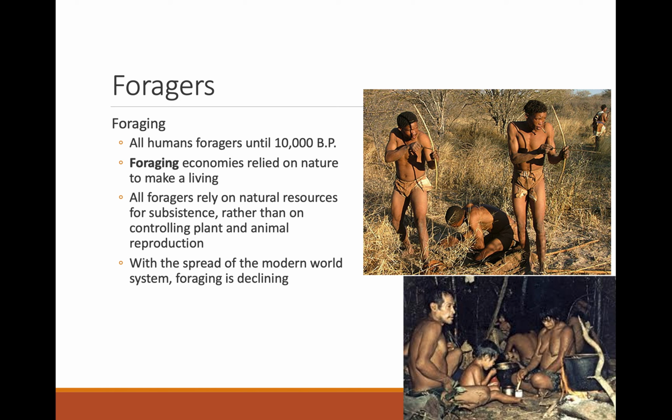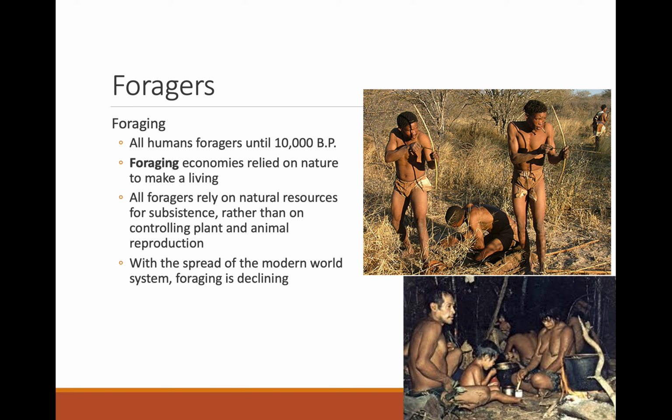With the spread of the modern world as a system, foraging is declining. We don't have very many extant foraging groups or hunter gatherer groups left in the world. We have two of them pictured here, though. At the top, we have a group called the Hoitzan, or the Kung. These people live in the Kalahari Desert of southern Africa.